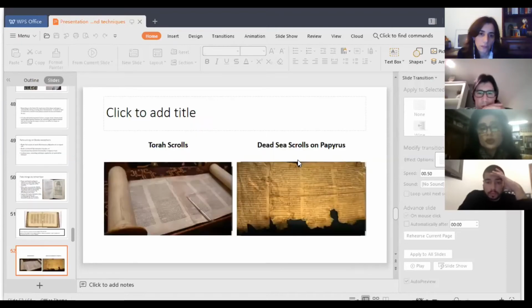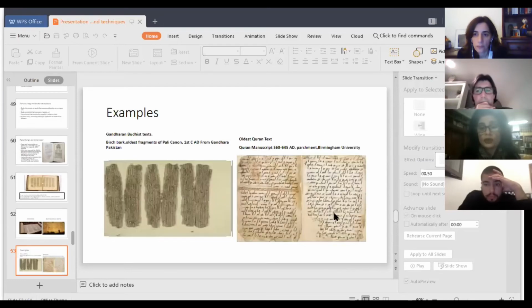The Torah scrolls, the Dead Sea Scrolls and papyrus. Of course, you can see the damage here. The writing is lost. And for the religious continuity and functionality, probably restorers would follow a retouching to allow a continuity in the text if something is predicted or known.